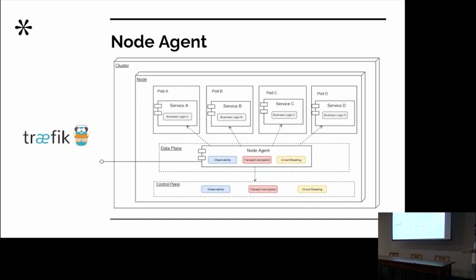So on one hand, you save resources, right? Because you only deploy the node agent. On the other hand, you lose configuration. One of the tools that uses that is Traefik. Maybe you know Traefik because of the proxies. It's a very known proxy, but it also has its own service mesh, Traefik Mesh.